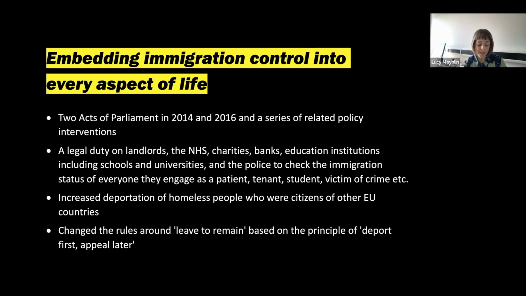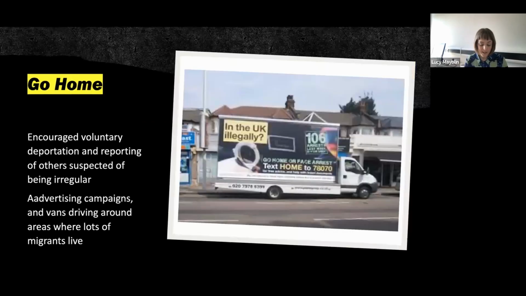a victim of crime. They increased the deportation of homeless people who were EU citizens and changed the rules around leave to remain based on the principle of deport first, appeal later. They encouraged voluntary deportation and reporting of others suspected to be irregular. So they did this through advertising campaigns, and you may remember the go home vans driving around areas where lots of migrants are known to live, with a helpline number emblazoned on them.